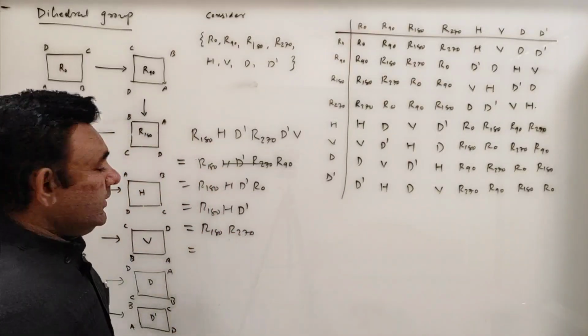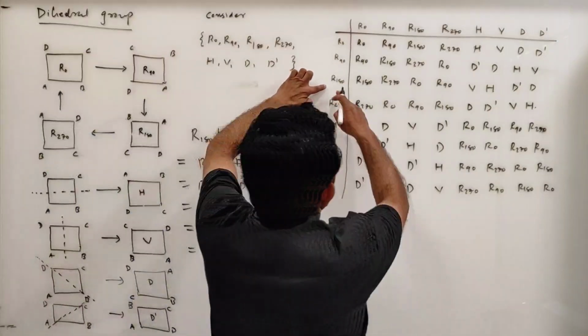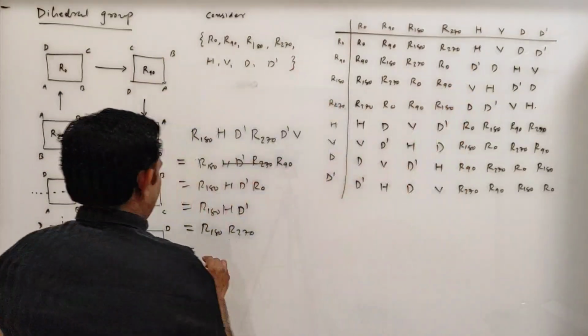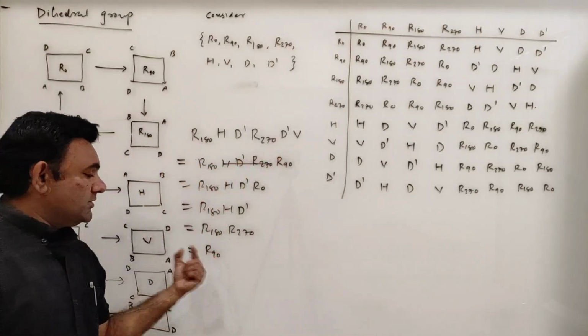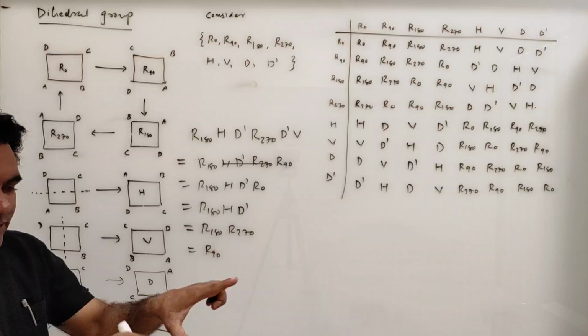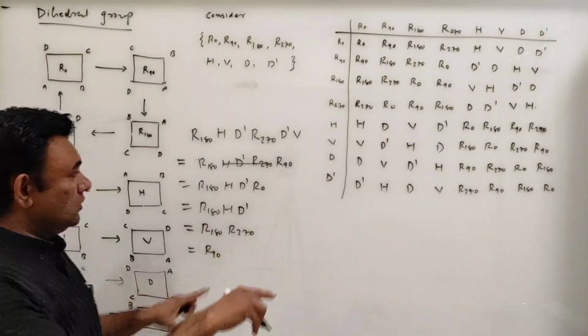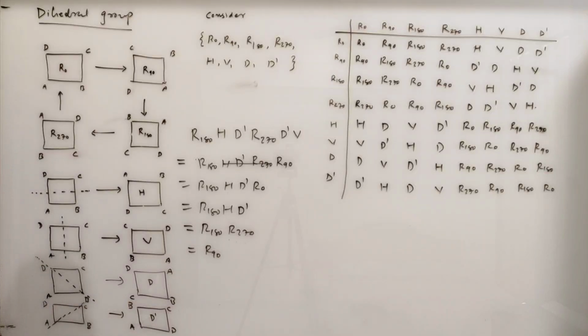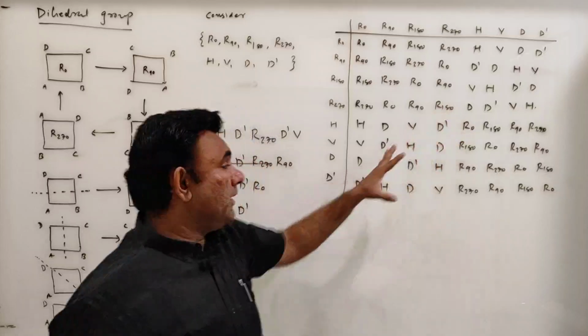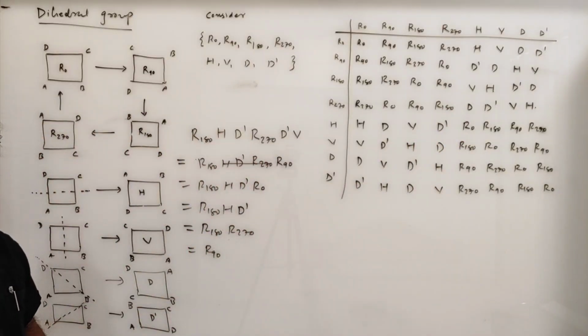Now R180, R270: R180 R270 is R90. So this one is what? It is this one. So one way is you just draw the figure and apply it in this geometrical way. And the other way is what? If you have this table, then you can find this easily.